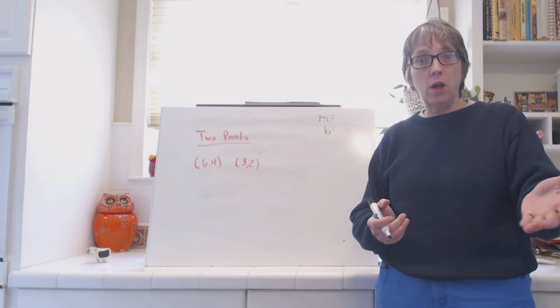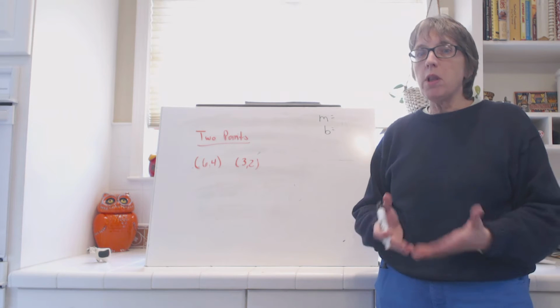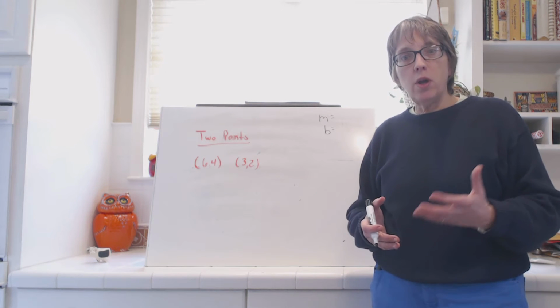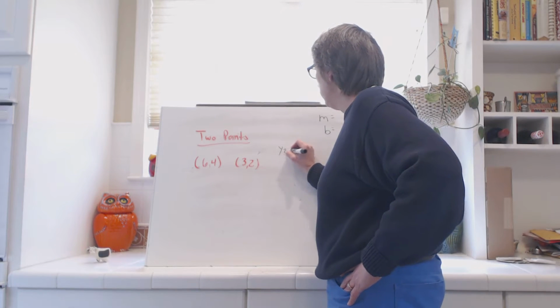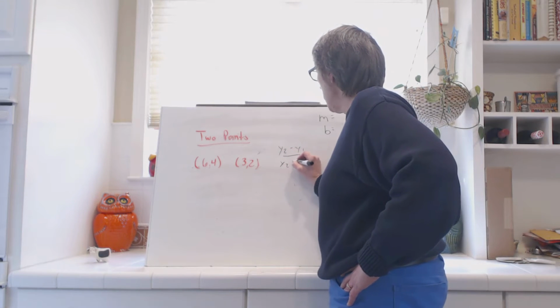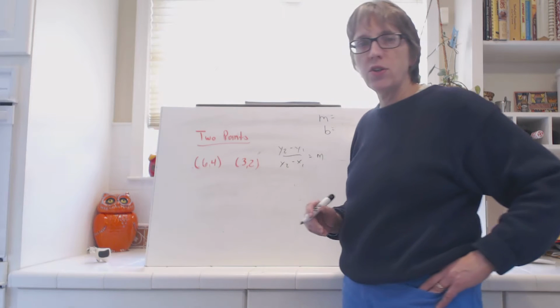Using slope formula. Point slope formula. Y sub 2 minus y sub 1 over x sub 2 minus x sub 1. So we're going to write that down. X sub 2 minus x sub 1, because you have to show me your work and your steps.